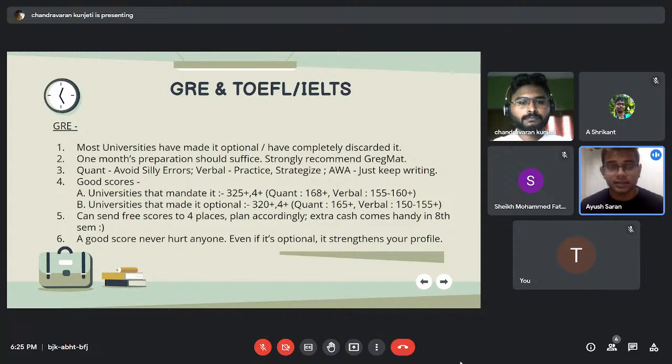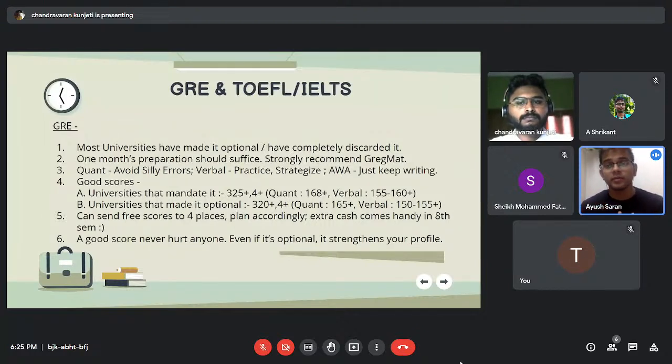About the quant section, since you're already in NITK, you don't have to worry too much about it. It's only a matter of you not losing your focus and making silly errors. If you make silly errors, your quant score could drop a lot because everyone else is doing pretty well. And it's not like an absolute scoring scheme, right? It's kind of a relative scoring scheme.